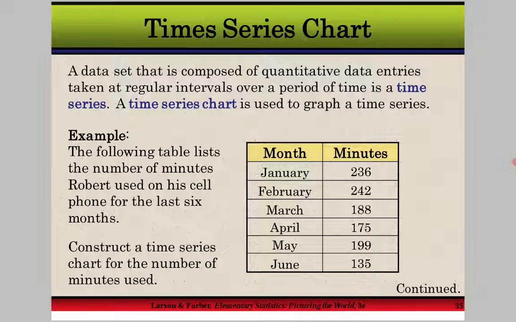So what is a time series chart? What is a time series and when is it used? Generally a time series chart is composed of quantitative data entries taken at regular intervals over a period of time. Whenever we use time as a data element, in that case we may use a time series chart. So this is the example, month and minutes. Here the month is January to June for 6 months, and minutes, generally in seconds or minutes.